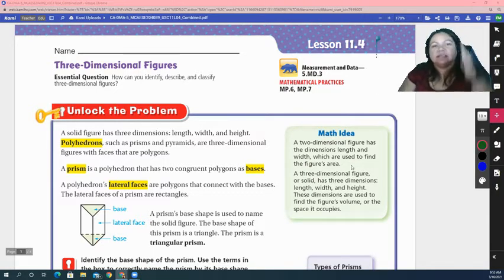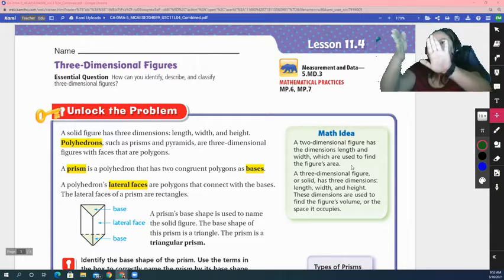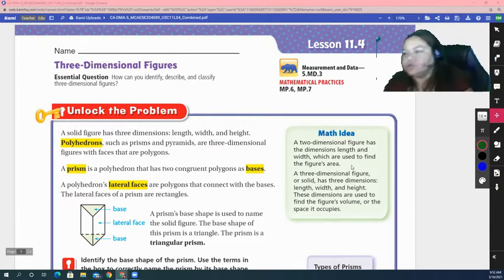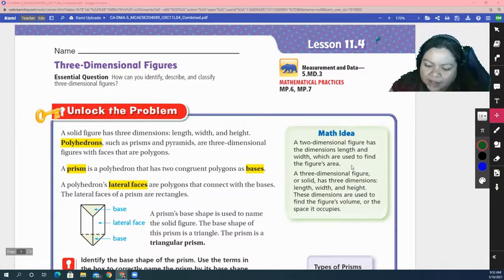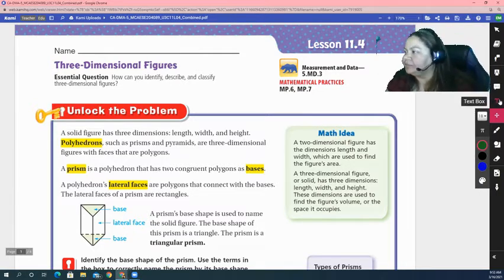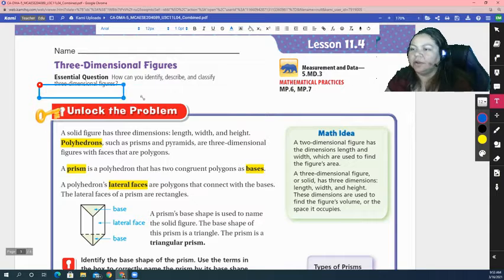That means that you could see a top, front, side, and bottom. We're going to have a lot of vocabulary words, so make sure that you follow along and you highlight and you underline and you take very good notes. We're going to start off today with writing the objective. So the objective for this lesson, I'm going to go ahead and write it here.